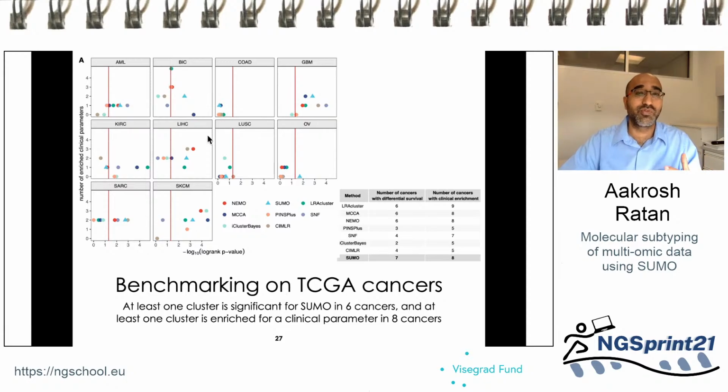Some methods tend to do better for certain data types, and that's sort of the idea. But overall, out of these 10 cancers, SUMO identifies a differentially prognostic subtype in about 7 of them. And for 8 of them, it does identify at least one enriched clinical parameter that is associated with those subtypes. And, as I pointed out, different methods tend to do differently with different sort of data types.